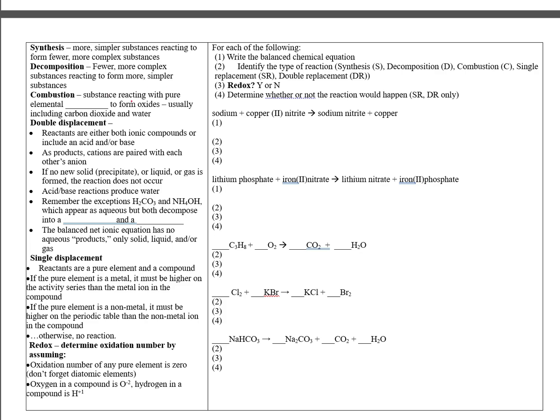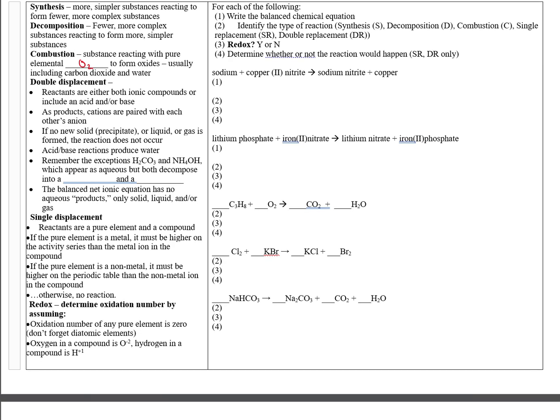Okay, going quickly through this second page, I think we will just fill in here. Combustion is when a substance reacts with pure elemental O2. So O2 has to be a reactant. And it forms oxides, usually carbon dioxide and water. We've done double replacement. These are also replacement, not just displacement.